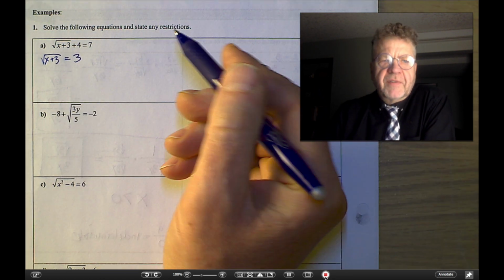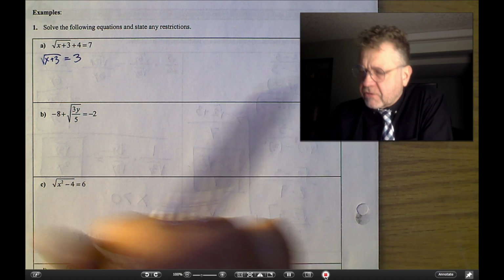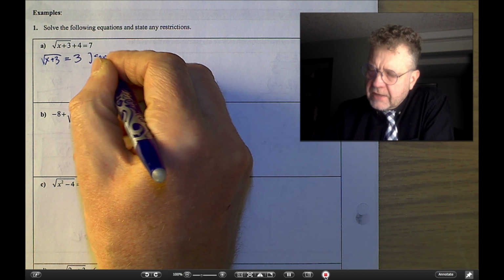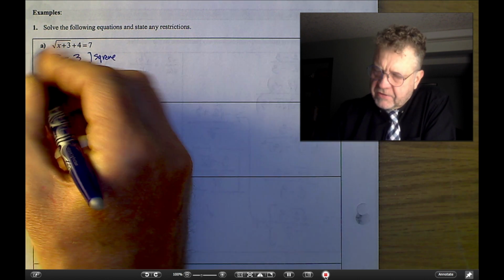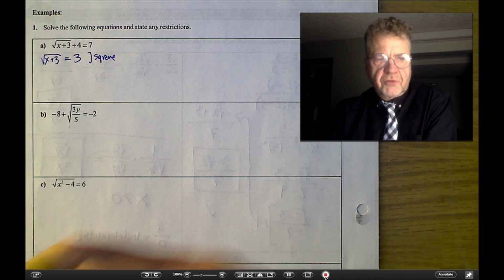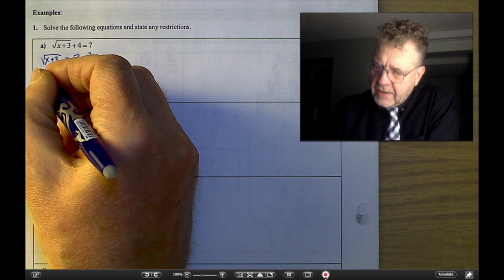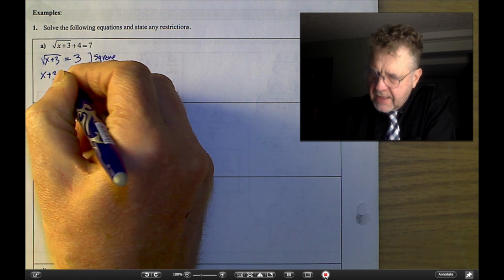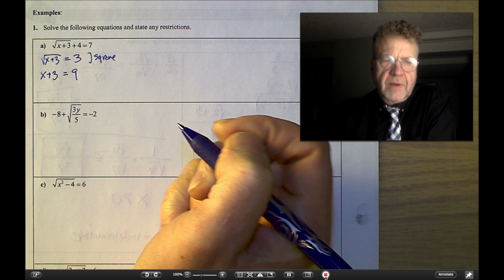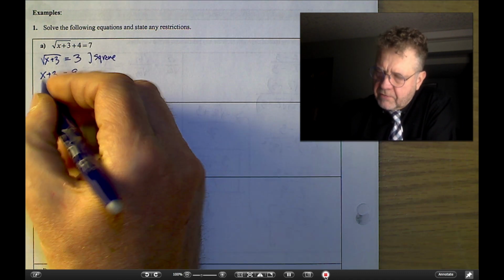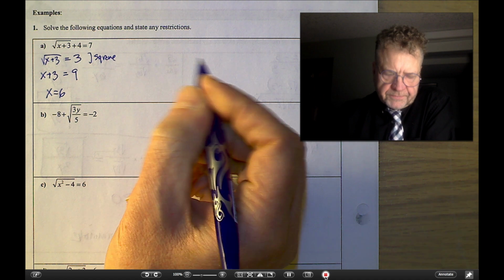Well, I got the square root of x plus 3, but what I want is x, not the square root of x. So what if I square both sides? If I square both sides, I'm going to get the square root of x plus 3 squared, and that's going to leave me with x plus 3 on the left side and 9 on the right side. And when I move the 3 over, I'm going to get x equals 6.